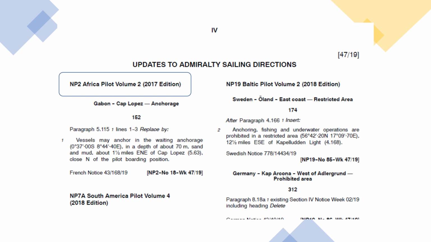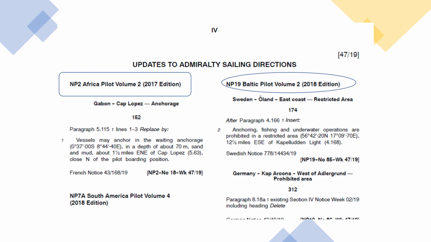How to correct it, I'll show you how to correct it. So I will show you a sailing direction book. In sailing directions also, there are a number of volumes depending on the area that you go into. Here you can see we have NP2, which is Nautical Publication number 2, which deals with Africa, and then we have NP19 next to it, which deals with the Baltic Sea. So it is volume 2, 2018 edition. One is the 2017 edition. Below you can see NP7A, which is South American Pilot, volume 4. So there are different editions depending on the areas at sea.